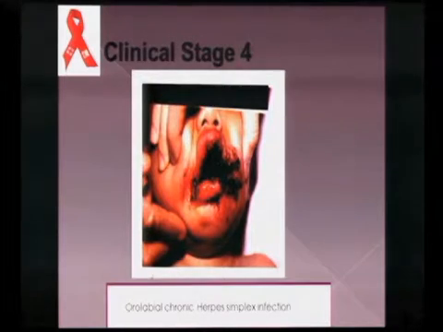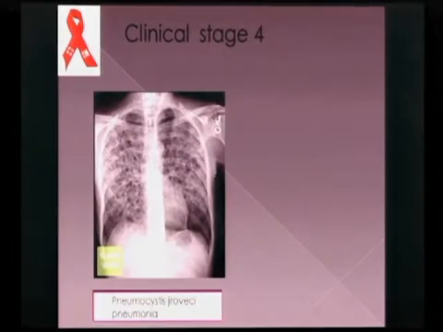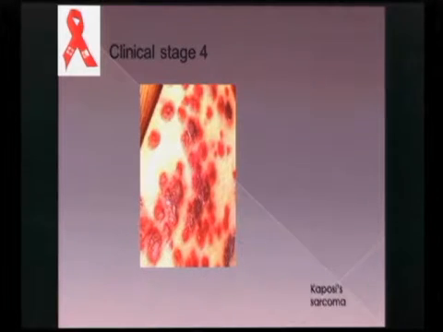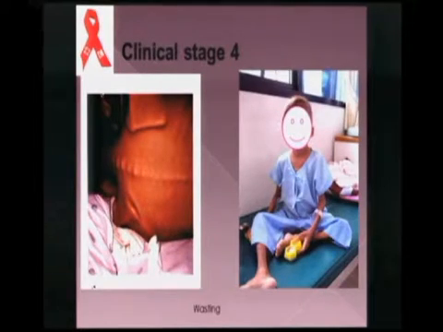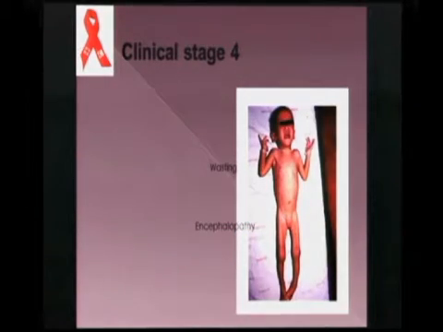So this is a child who presents with chronic herpes simplex infection of the orolabial area. This is a child who presents with pneumocystis jirovecii pneumonia. In some children, they can also present with Kaposi sarcoma. So this is how they will look like. This is a child who has severe wasting, and this one, wasted with encephalopathy.